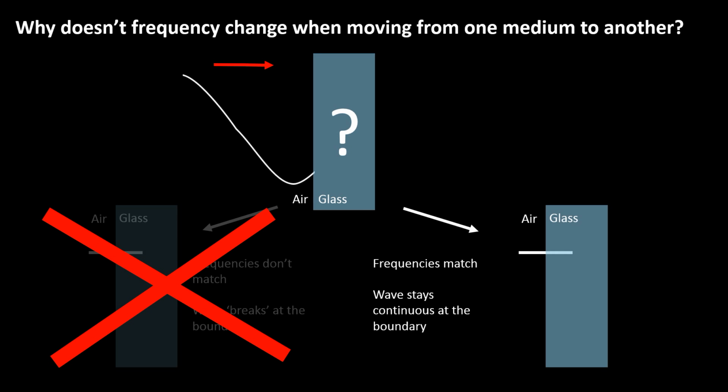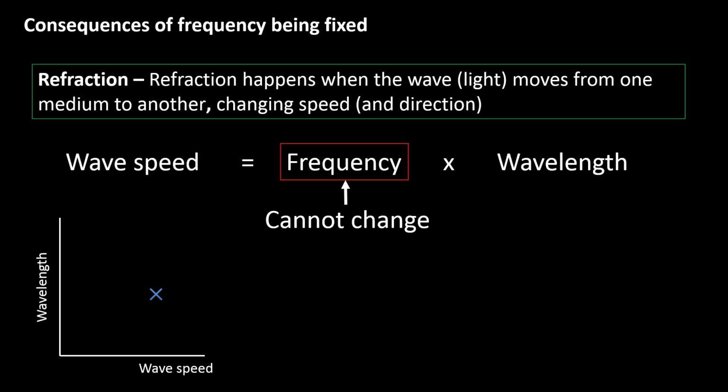The only way to guarantee that the wave stays continuous at the boundary between the air and the glass is for them to oscillate up and down at the same frequency, so the same number of vibrations every second in the air and in the glass. So that means the frequency has to be fixed. It can't change moving from one material to another. More interesting for us are the implications of that.